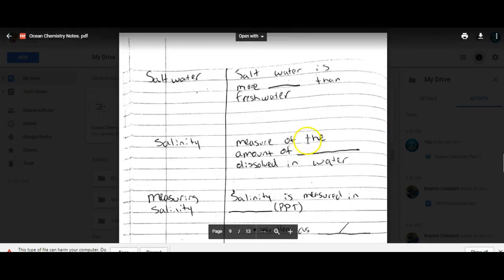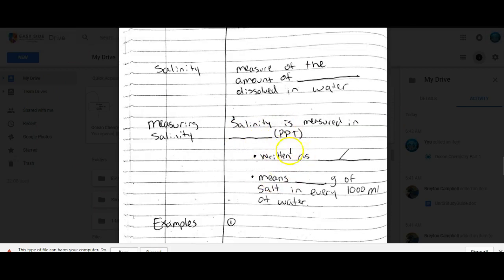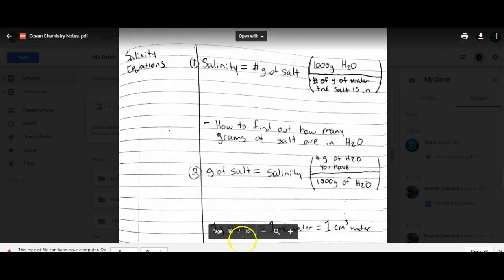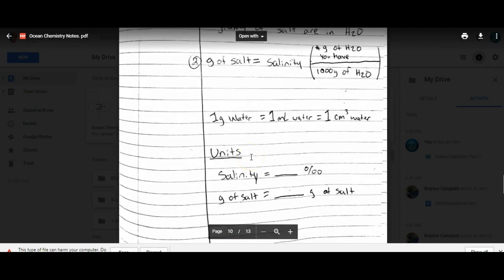Over here, make sure you know a little bit about saltwater and salinity. PPT is written as 0/00. This means a blank number of grams in every 1,000 mLs of water. Over here, you're going to get these equations. You just need to make sure you know how to use them. Remember, you're not going to see this or this. You'll get everything to the right of the equation.